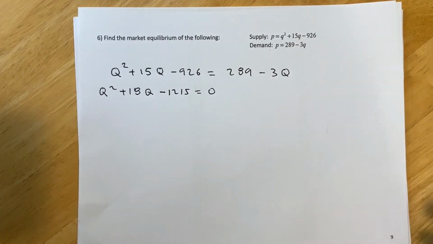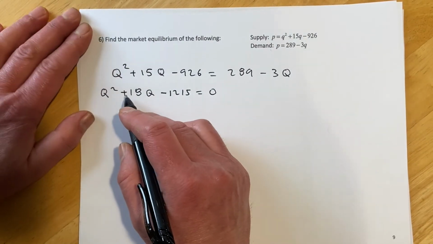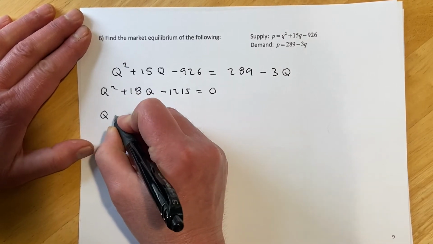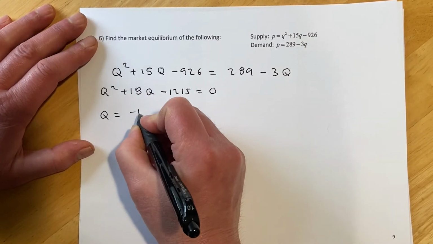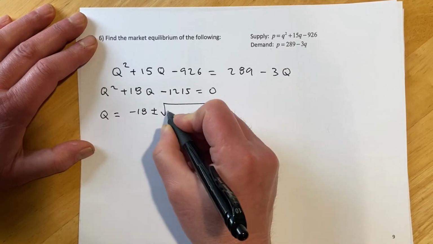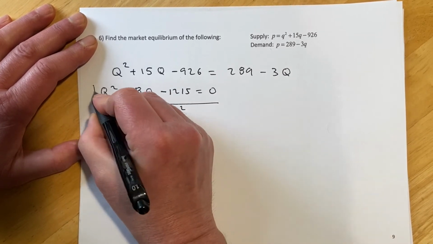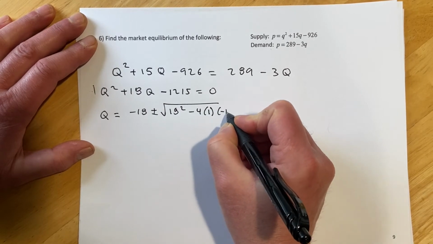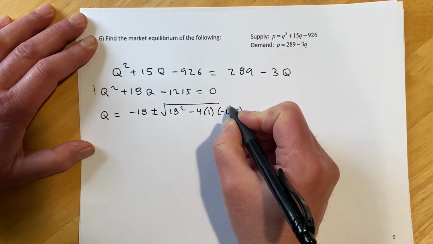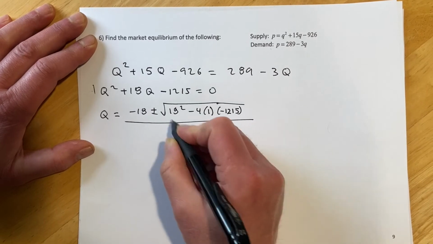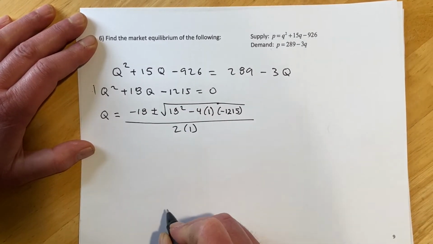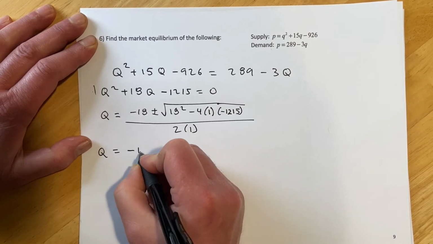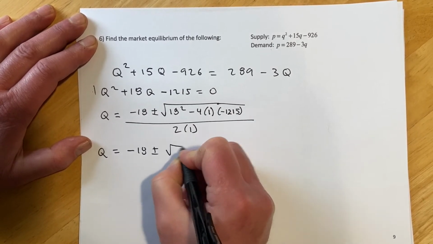So this one is actually an example of this factoring, and man, I wouldn't want to try to figure it out. So this is a great place to use the quadratic formula. So this time, instead of x equals, it'll be Q equals negative 18, plus or minus the square root of 18 squared minus 4 times a times c, all over 2a.